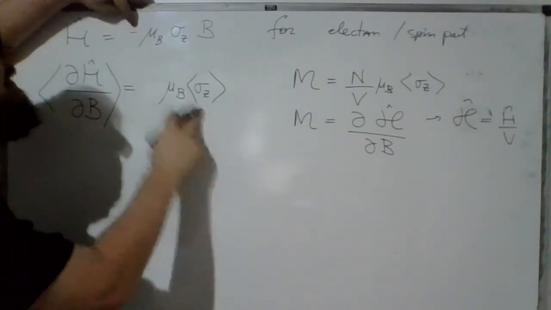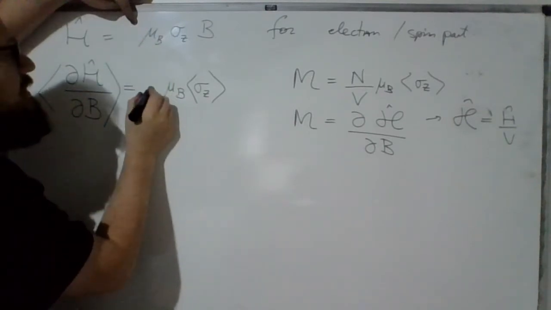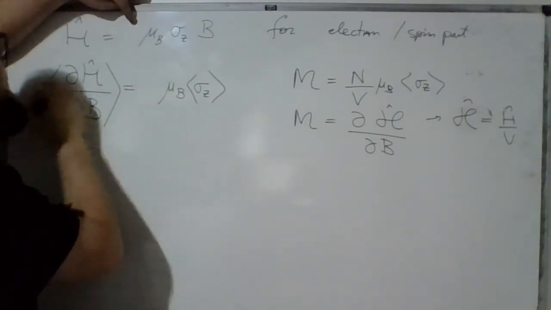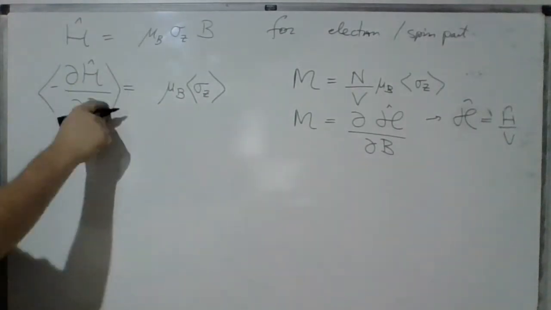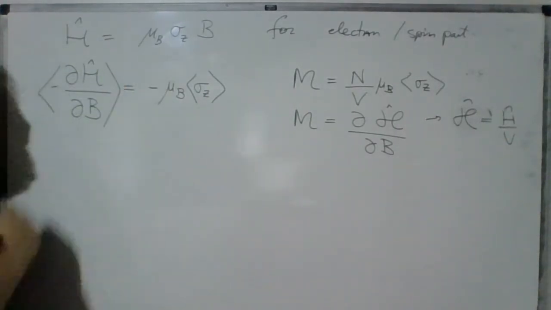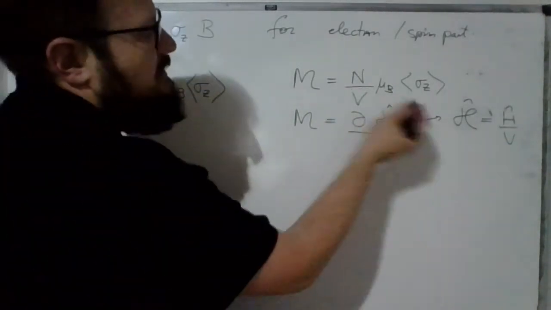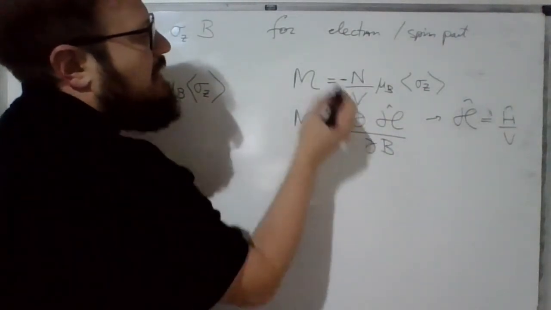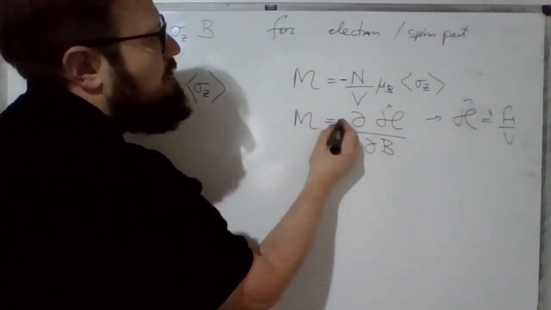So you need to compensate for a sign. You need to calculate the negative of the derivative of H with respect to B. This produces a minus here. So for electrons, this minus is uncompensated.